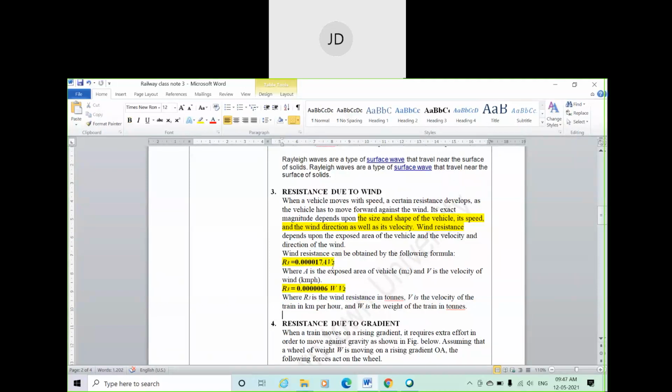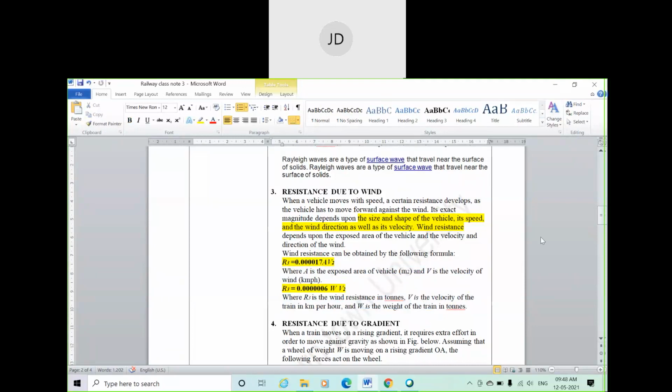Clear? Whenever you are using exposed area as an input parameter, then you have to use the velocity of the wind, since exposed area is related to the wind velocity only, so they have to come together. When it comes to the weight of the train, then you have to use the velocity of the train, because they are related. Clear?